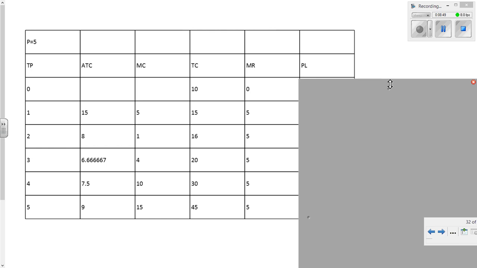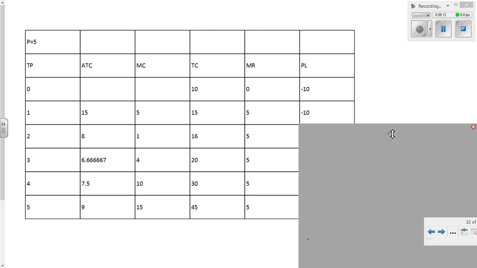Again, assuming you've paused the video and calculated this now, our profit or loss will always start out with a loss of whatever our total cost is, or whatever our fixed cost is, our initial investment. Then our marginal revenue, all the way up and down the column, is 5, because that's what the price is. 5 minus 5 is 0. Add that to our previous one, we're still at negative 10.